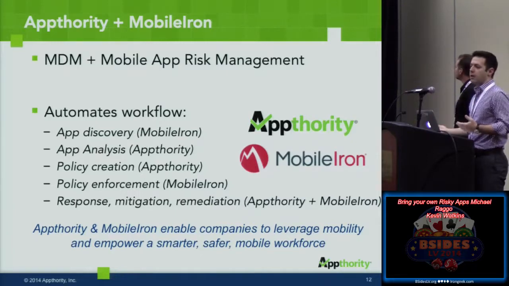We then create a policy on our portal where, again, it can be by user or by device type, and then do the enforcement through MobileIron and the remediation through a collaboration of MobileIron and Appthority. So it's a way for both of our companies to collaborate to solve this problem of privacy and security of apps, especially third-party apps in the enterprise.